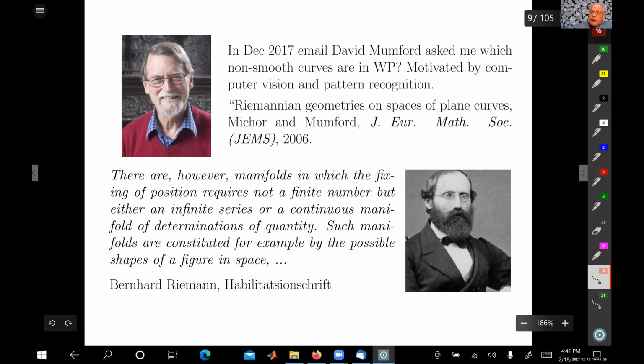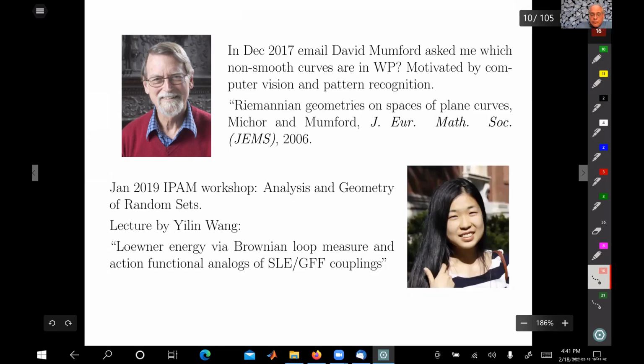But even this wasn't quite enough to get me going. I really started on the problem when I went to IPAM about 2 years ago and listened to a lecture by a young postdoc at MIT, Yilin Wang. It was entitled Loewner Energy via Brownian Loop Measure and Action Functionals of SLE and GFF Couplings. And for some reason, this made a lot more sense to me than anything else that I'd heard before on the topic. I'll explain why in about probably 10 or 20 slides. So in a couple of minutes, we'll get back to why that turned a light bulb on in my head.